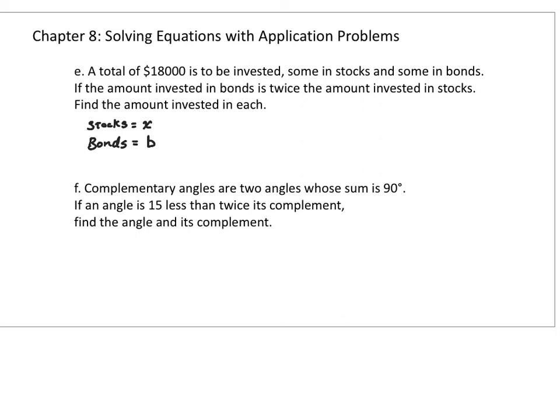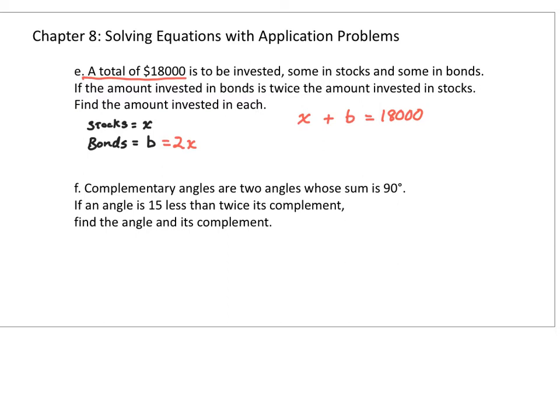Okay. The amount invested in bonds, here, is twice the amount invested in stocks. Oh, I forgot to write something else important. A total of $18,000 to be invested, which means the amount invested in stocks plus the amount invested in bonds is $18,000. Okay?